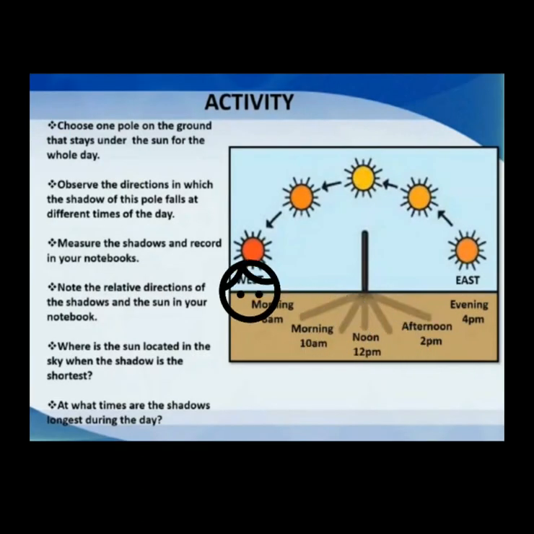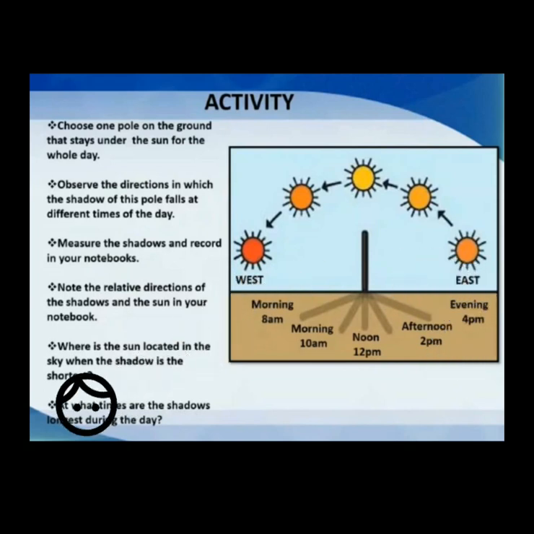Now students, you have a small activity on the same page of your textbook. You have to place a pole in an open ground, and you have to notice the various shadows. In the morning when the sun rises in the east, the shadow comes on the opposite side. The sun is over here, the shadow will come this side at 8 o'clock in the morning. Then as it goes up, we can see at 10 o'clock in the morning. Again it comes up, we can see at noon. It comes this side, we can see in the afternoon at about 2 o'clock. And again it comes in the west, that time it is evening, 4 o'clock. So the sun rises in the east and sets in the west.